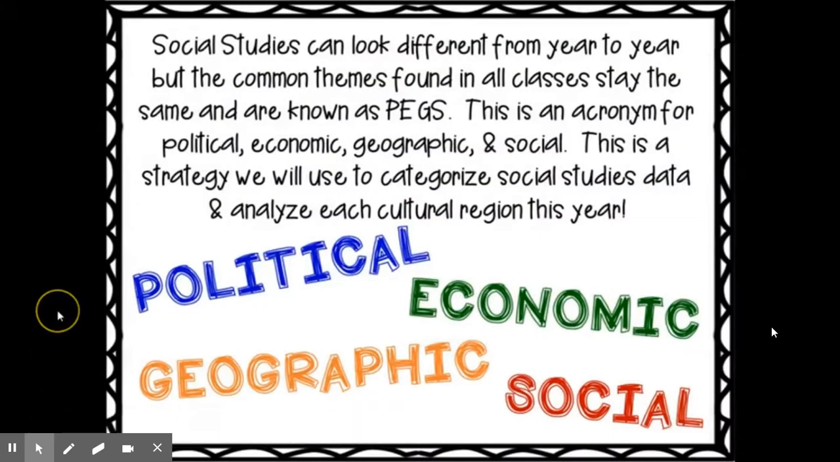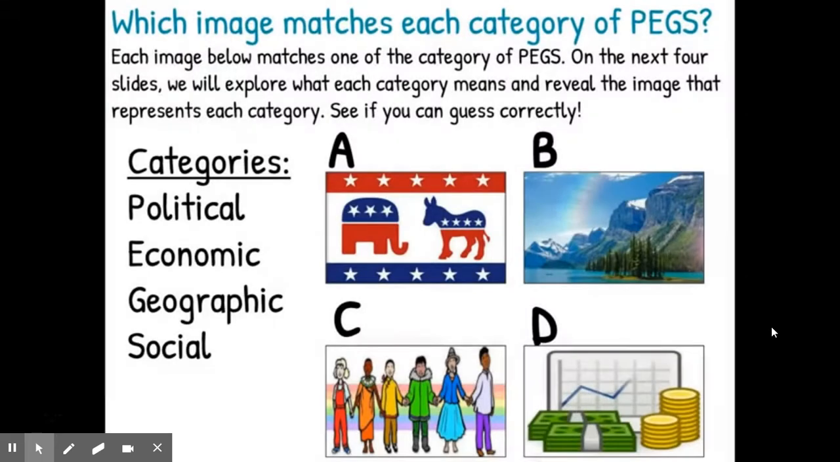Social studies can look different from year to year, but the common themes found in all classes stay the same, and are known as PEGs. This is an acronym for political, economic, geographic, and social. This is a strategy we'll use to categorize social studies data and analyze each cultural region this year. So we'll use this over and over again.